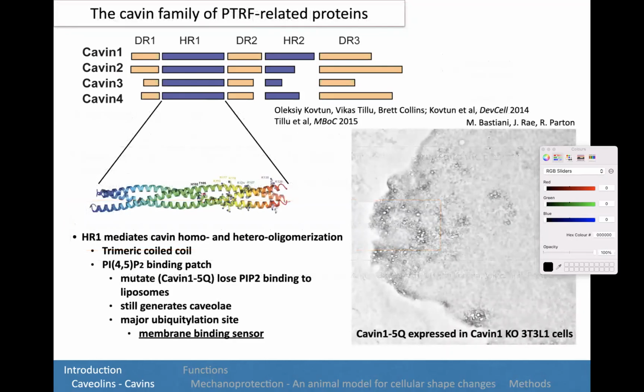So we've solved the structure of part of the cavins, particularly cavin 1 and cavin 4, in this helical region, which mediates oligomerization of the cavins. That's homo-oligomerization and hetero-oligomerization. It's a trimeric coil. It has a PI(4,5)P2 binding patch, and this binding patch is a sensor for membrane association. When the protein comes off the membrane, it gets ubiquitinated in this region here, and then it gets degraded. So it makes sure that there are very low levels free in the cytosol.